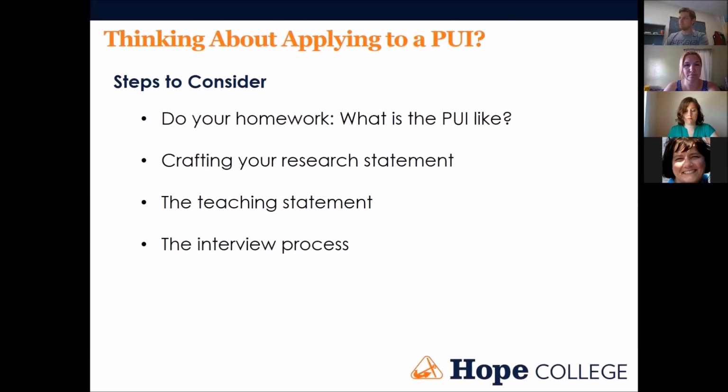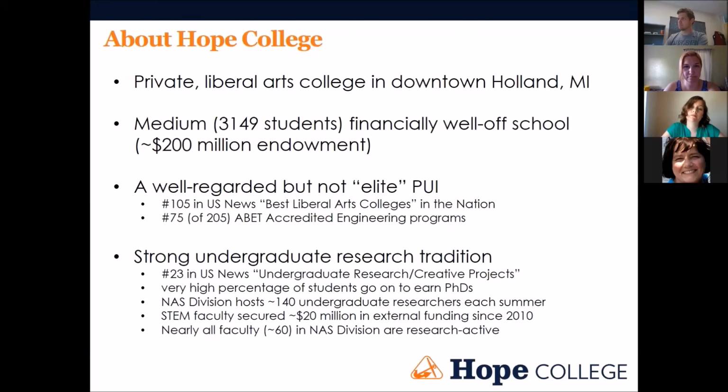In some ways, this is the most challenging part for a PUI. So I'll tell you a little bit about Hope College to try to set the stage for this part. Hope is a private liberal arts school. We're medium in size. We're doing okay financially, but if anybody has an extra $1 billion, we definitely would take that. We're a well-regarded school, but not elite.